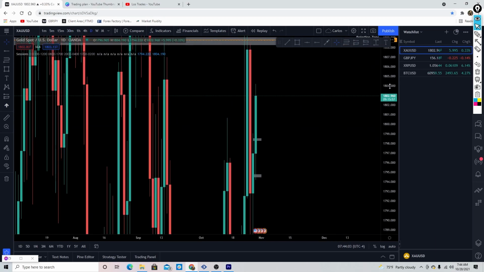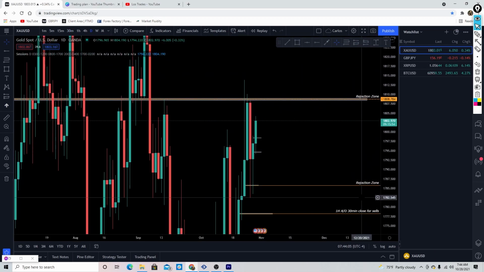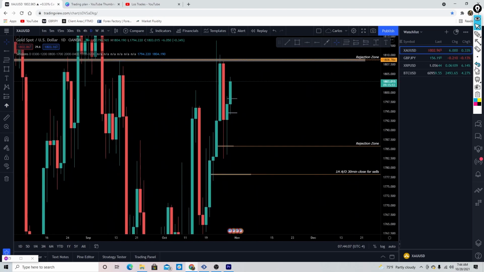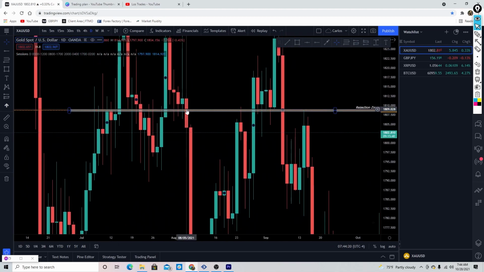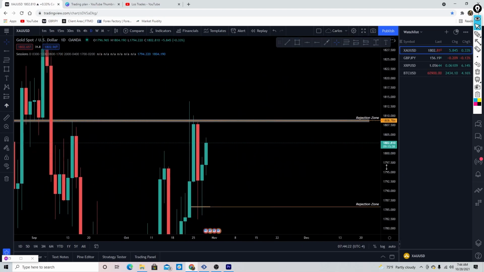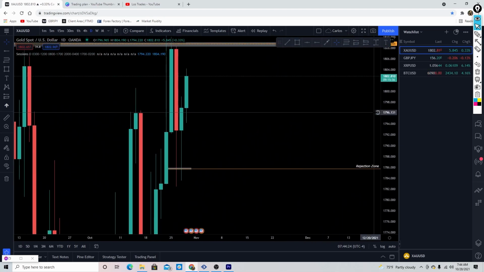Let's do your top-down analysis. So here on gold on the daily, we already surpassed the... I'm going to close this right here because it makes no sense. I'm also going to close this, that way I can see it's clear. I'm going to leave this as an obvious high rejection zone right here, that 1808.700 level.